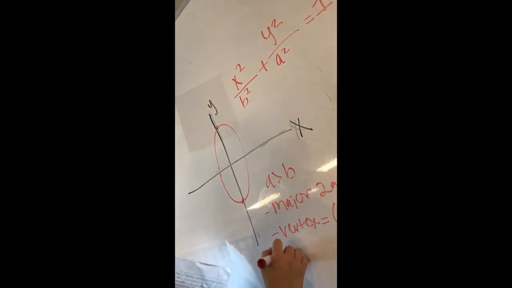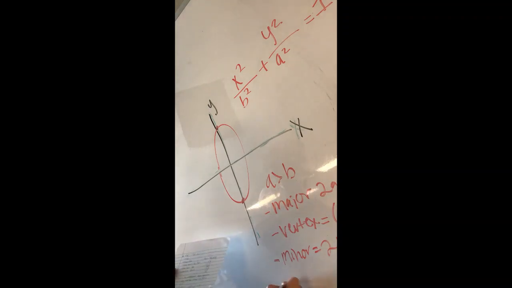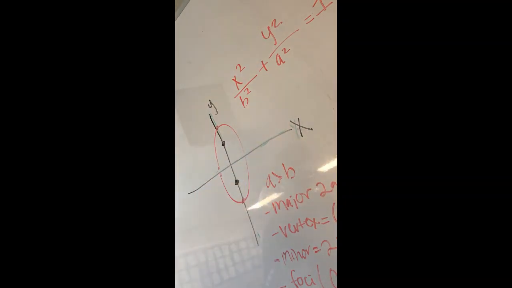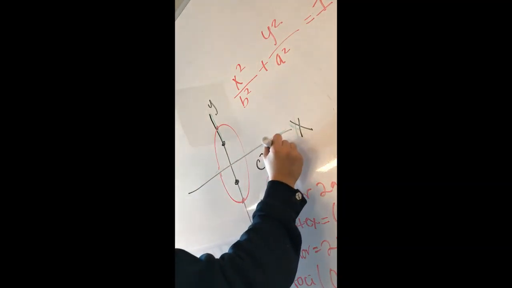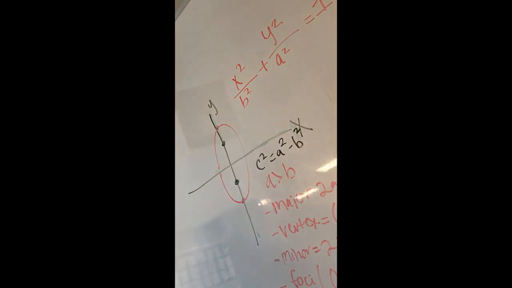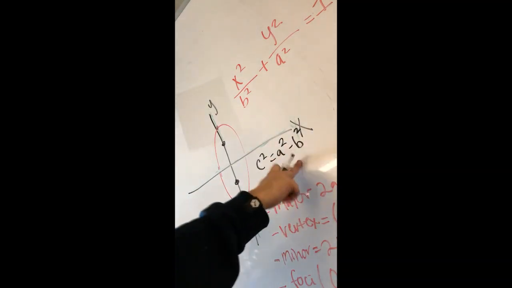The minor is also 2b, and the foci is just reversed, 0, plus or minus c. And once again, the reason it's plus or minus is because you're going to have one foci here and one foci here. And to find c, c squared equals a squared minus b squared. This always stays the same.